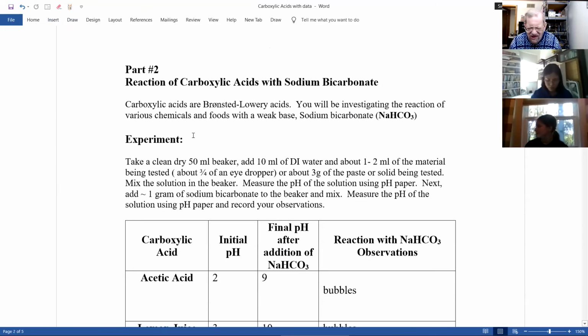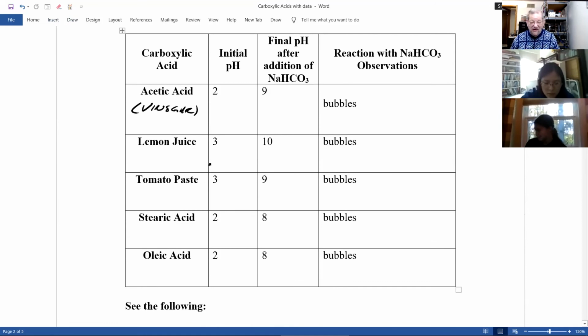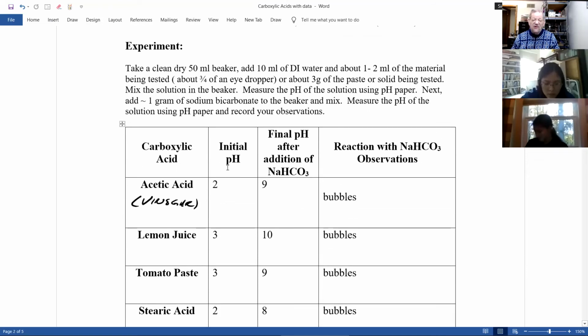Now, the next one is a lot of fun because you get to work with, if you were in the lab, some very dangerous hazardous chemicals like acetic acid, which is really, I have put out a bottle of vinegar, lemon juice. Ooh, this next one is real dangerous. Tomato paste, then stearic and oleic acid. And what you do is you take and dissolve some in water, and using pH paper.